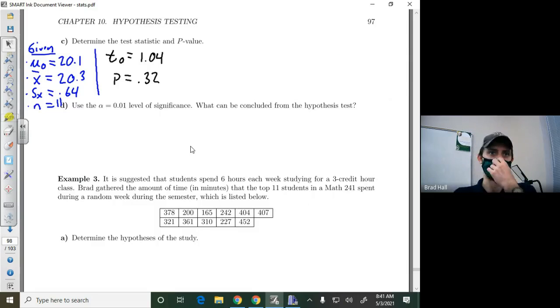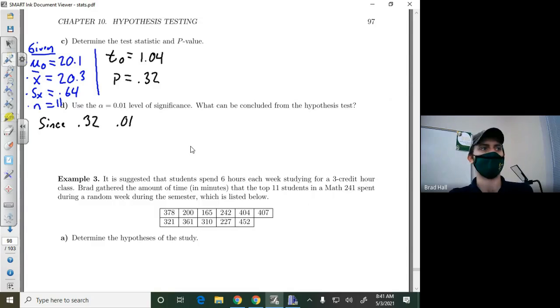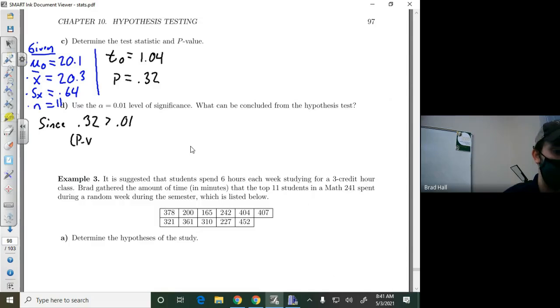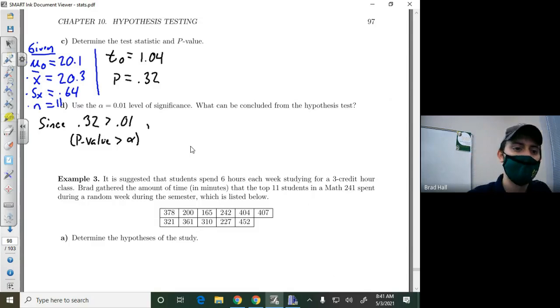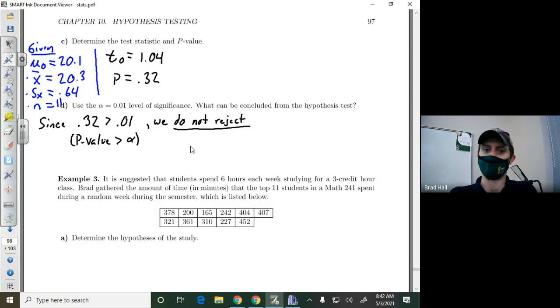So from here, just like we did in the previous section, this is a matter of testing the p-value and the level of significance. 0.32, 0.01, those are the two things we're comparing, the p-value and the level of significance. Looks like the p-value is larger. So this tells us we do not reject the null hypothesis, whenever the p-value is larger.